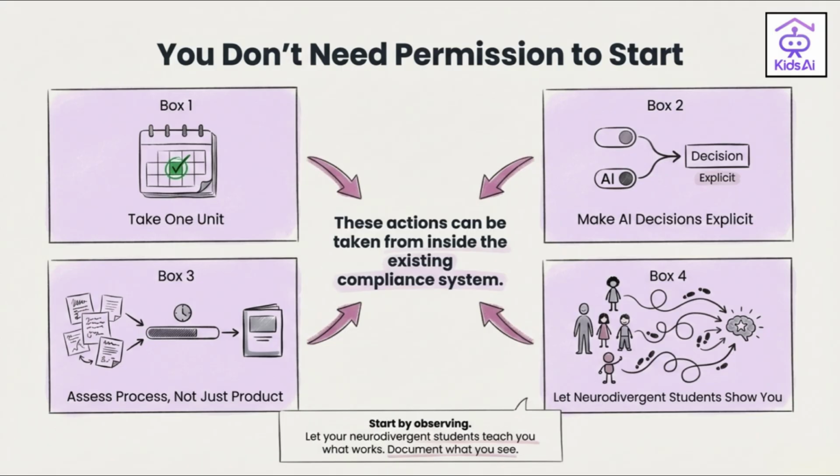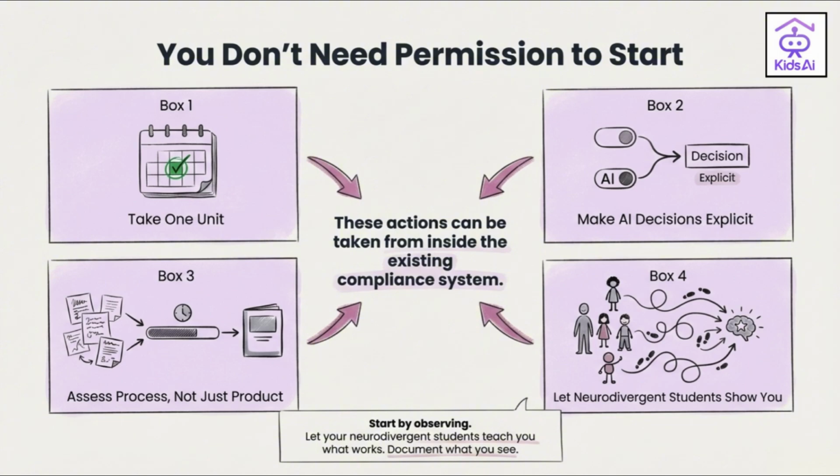So there are four boxes here. In box 1, you take one unit. Just pick one thing, even one subject, one project, one assignment, and turn it into a problem and see how the students will try to solve that problem. In box 2, you can make AI decisions explicit. When you're really talking about it and scaffolding it and teaching the students how you're using it, you make the choice visible. What am I going to use AI for in my own design?